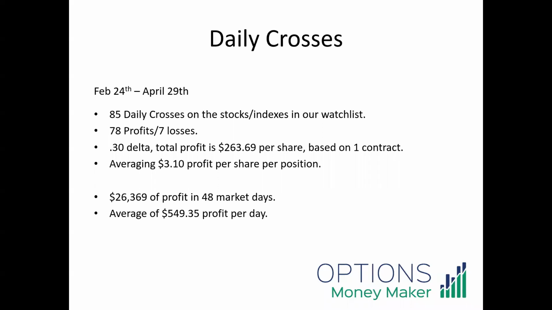There have been 85 daily crosses on stocks and indexes that are on our watch list. 78 of those have been profitable, and 7 of them were losers. We estimate a 30 delta. We usually focus on a 30 delta. 50 deltas on some of these stocks and indexes are too expensive. We can go out as far as a 10 delta, but to level set everything, we focus on a 30 delta. And of course, you can choose whatever delta you prefer.